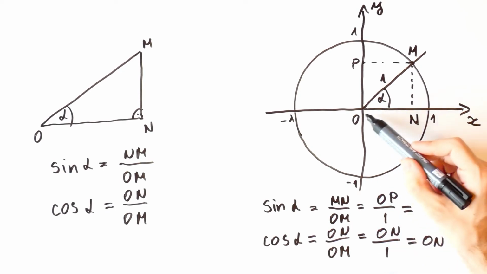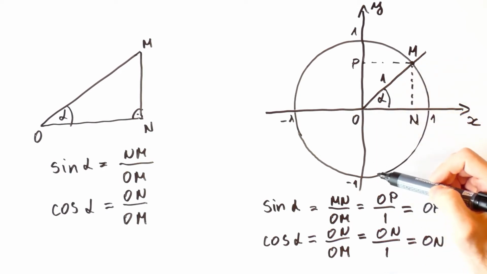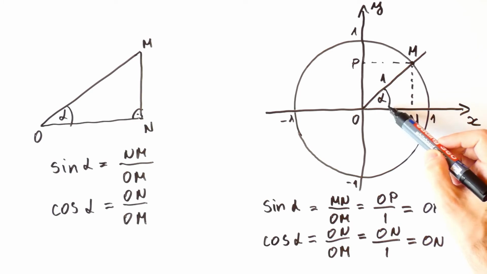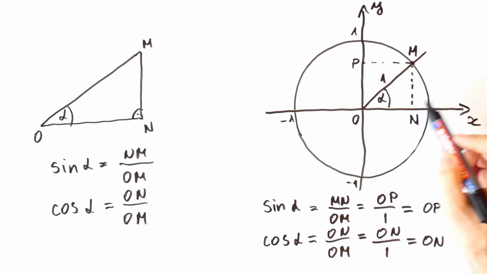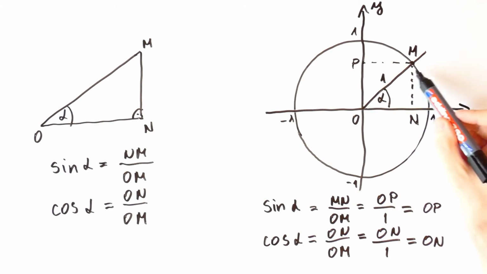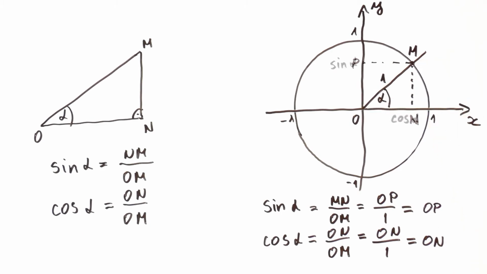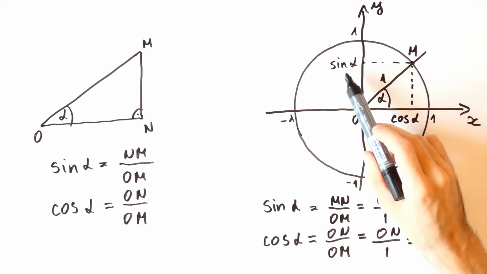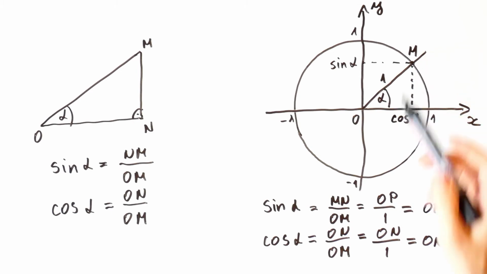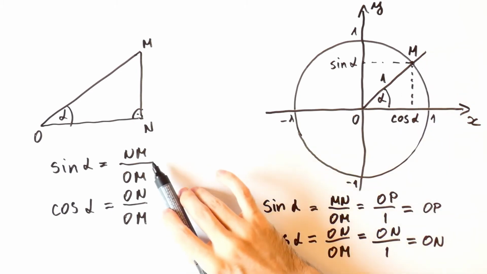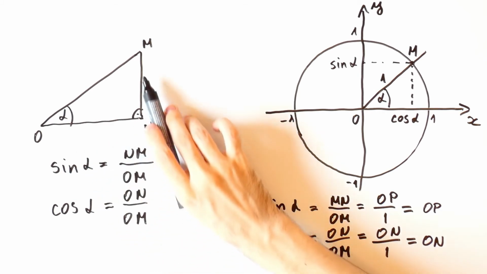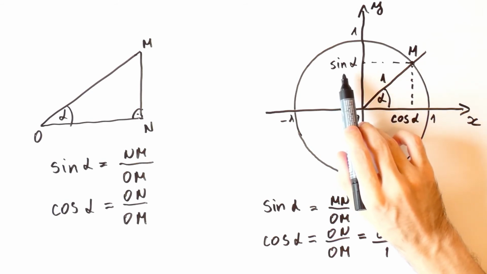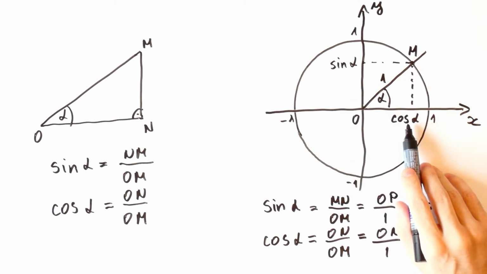The key here was that the radius of this circle was equal to 1. Now, what are the lengths of ON and OP when alpha is an acute angle? Well, they are just the x and the y coordinate of this point M. So the cosine of alpha is the x-coordinate and the sine of alpha is the y-coordinate of point M. Therefore, instead of looking at ratios of the sides of a right triangle, we can look at the point on the unit circle and we can say that the sine of an angle is the y-coordinate while the cosine is the x-coordinate.